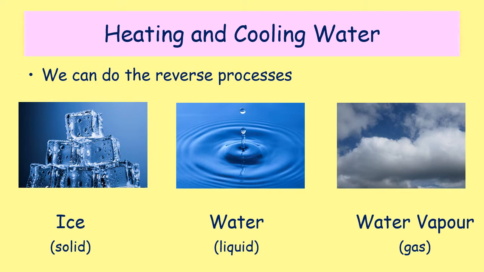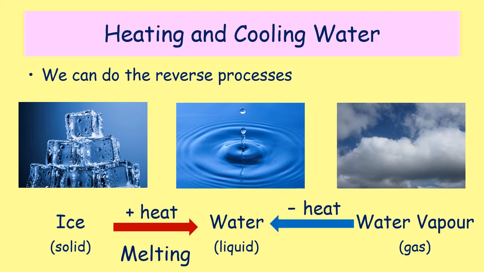We can also do the reverse processes. So we can turn ice into liquid water, and we can turn water vapor, that's a gas, into liquid water as well. Now, if we want to turn ice into a liquid, we have to give it heat energy. And we call that process melting. Where we have water vapor as a gas, and we want to turn it back into liquid water, what we do is we cool it down. We take heat energy away. And that process is called condensing.